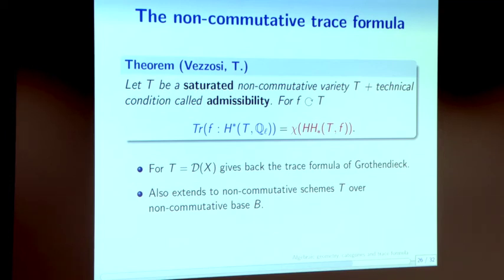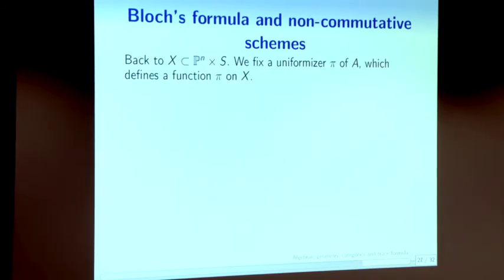It also extends to some T which are not defined over K, but which are defined over a non-commutative base. This is going to be useful. My X for the Bloch formula was living over S, a parameter space. There is also something similar for non-commutative varieties. They can live over a parameter space, which is itself a non-commutative space. And this happens in practice. Okay, let me go back to the Bloch conductor formula and explain how we can apply this.